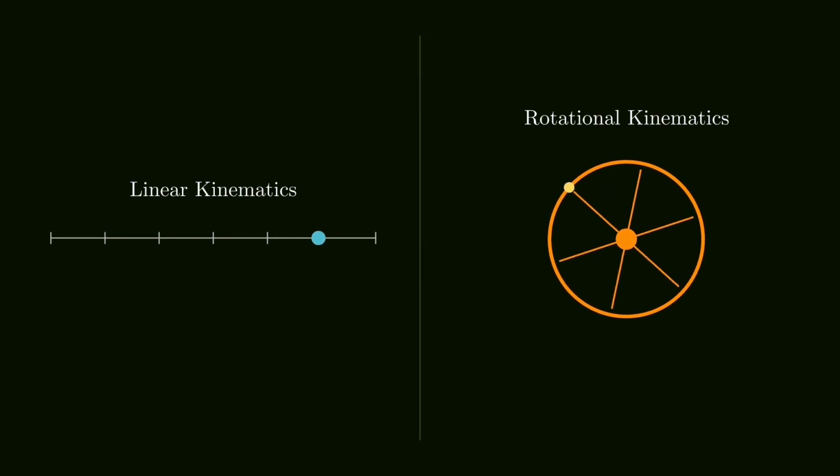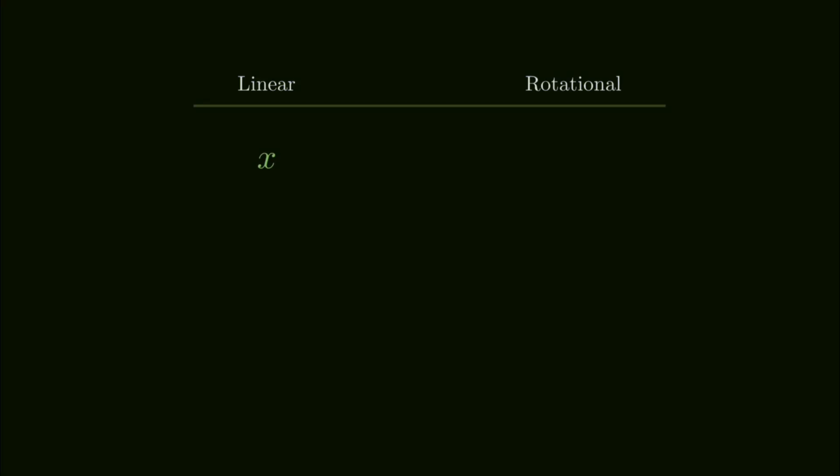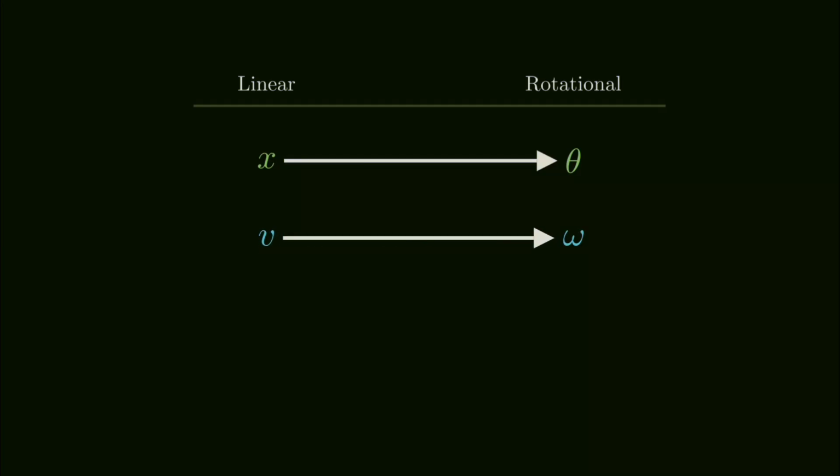To solve this, we don't need new physics, we just need a new dictionary. Instead of tracking position x in meters, we track the angle theta in radians. Instead of velocity, we use angular velocity omega, which measures how fast the angle is sweeping out. And instead of linear acceleration a, we use angular acceleration alpha. Once we make this translation, the calculus we already know takes care of the rest.